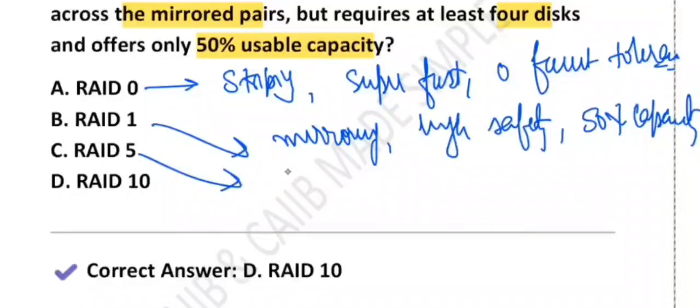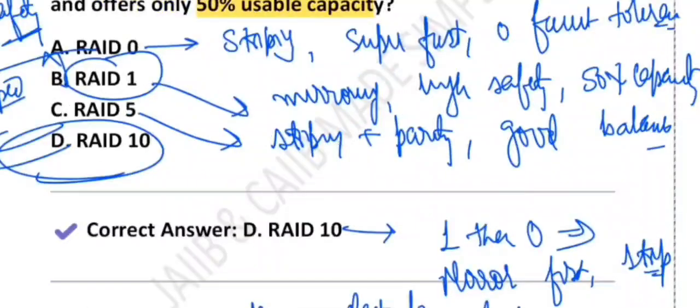RAID 1 is regarding safety. From a safety point of view, it is RAID 1. RAID 0 is regarding speed, super fast. And RAID 10 is both combined, speed and safety both. So what we learn from this discussion is that RAID 10 combines both the elements.